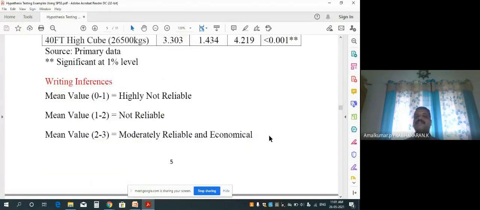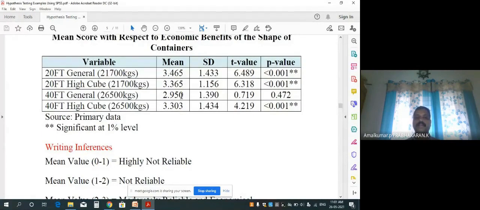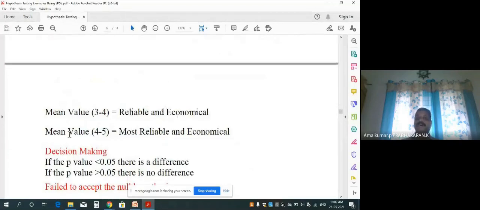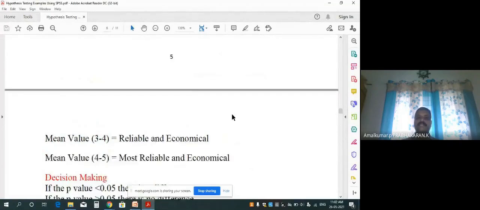So based on that, we can move on with the mean value. Here, the first mean value ranges between 3 and 4, 3.465. The second one, 3.365, also ranges between 3 and 4. And the last one also ranges between 3 and 4. That means we take the position 3 and 4, reliable and economical.